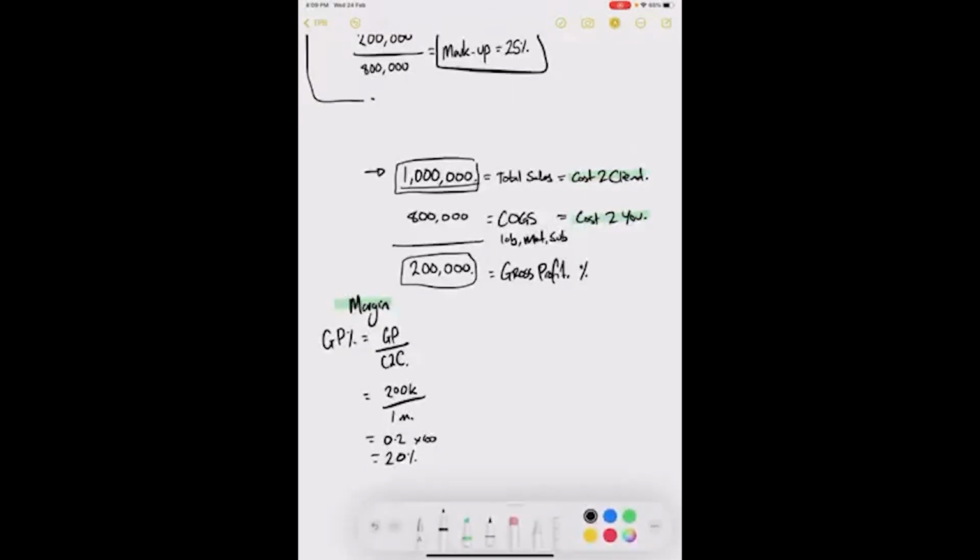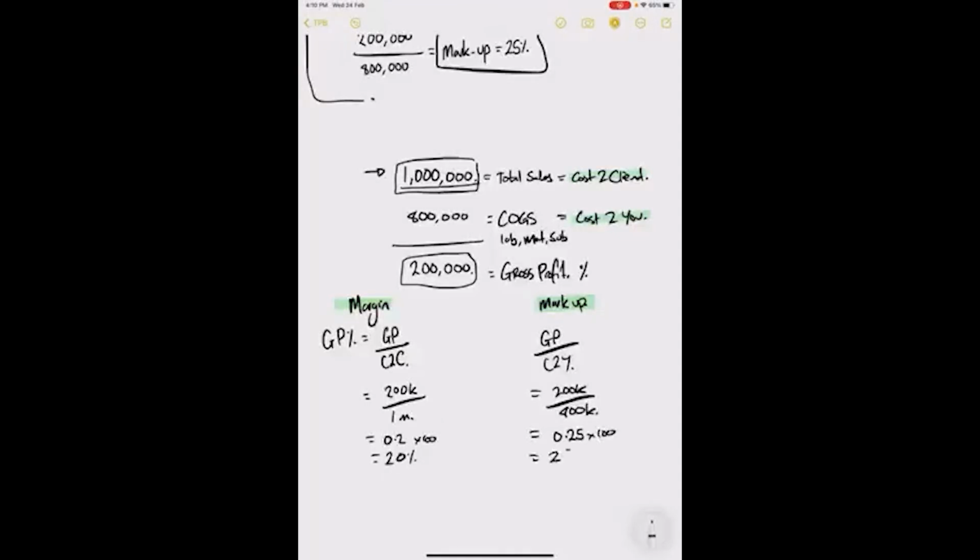A lot of people often mistake margin with markup. Your markup is similar, but completely different. The way that we calculate markup is we take our gross profit and we divide it by the cost to you, which in this case equals 200K divided by 800K. And that equals 0.25, times by 100 equals 25%.